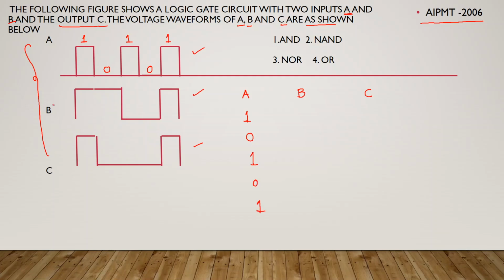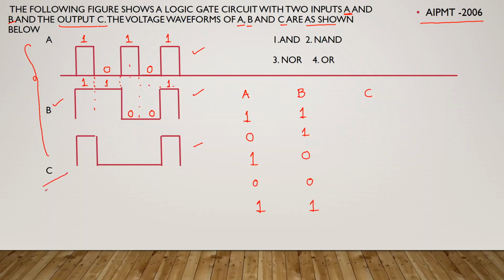Now let us see the second input B. Here it is high, so this will be 1. The second one is also high. The third one is low. The fourth one is also low. The last one is high. So the input for B is 1, 1, 0, 0, 1.